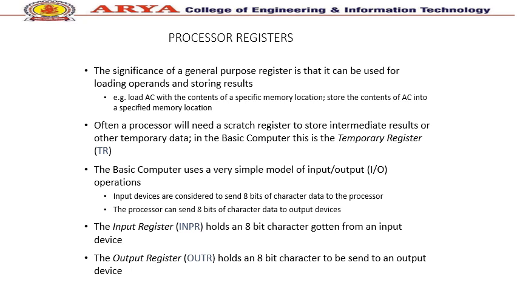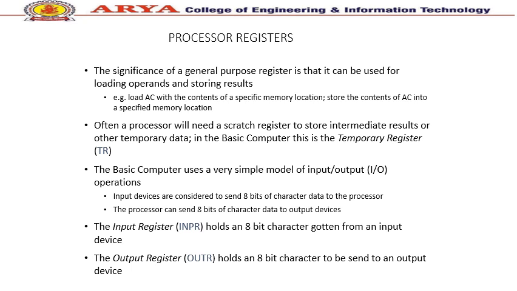Processor registers. The significance of a general purpose register is that it can be used for loading operands and storing results. For example, load AC with the content of a specific memory location. Store the content of AC into the specified memory location. Often a processor will need a scratch register to store intermediate results or other temporary data. In the basic computer, this is a temporary register TR.